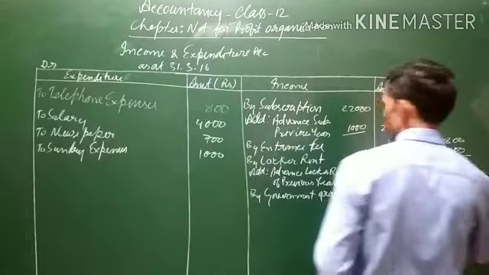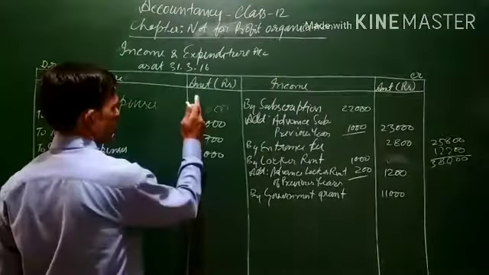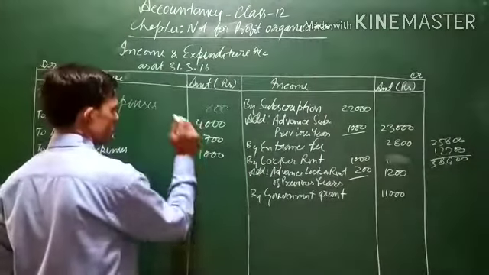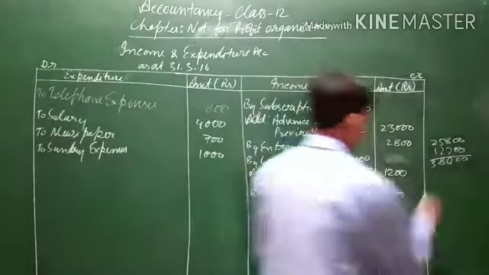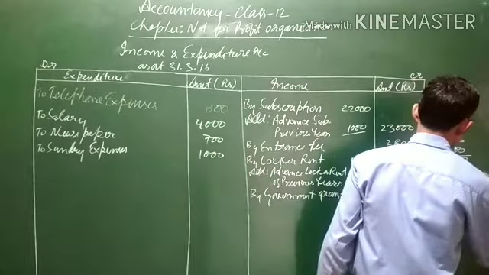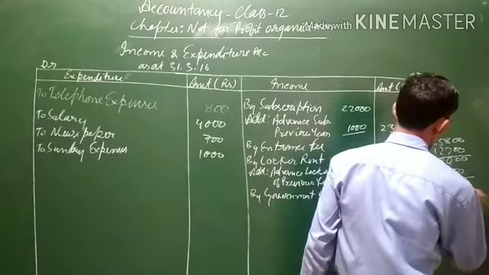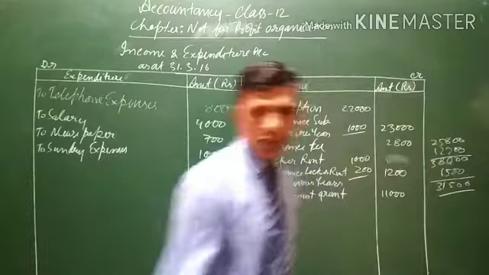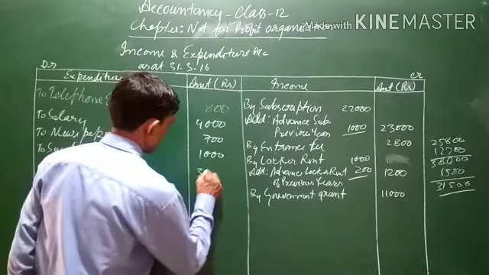Now let us see the expenditure. This 4,000, 1,000, 5,000, 5,800 is 6,500. This is the expenditure, 6,500. It will come to 31,500. Let us see. Yes, the answer is also 31,500.